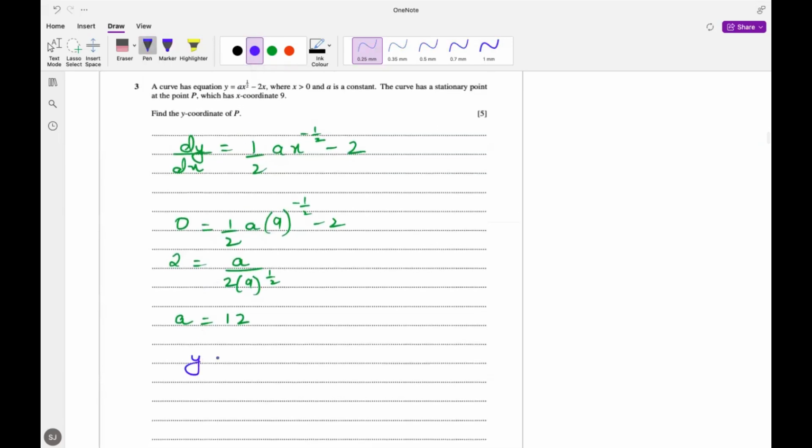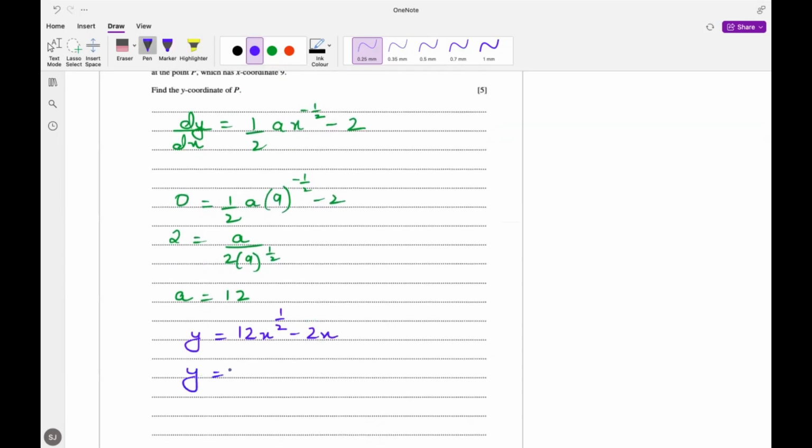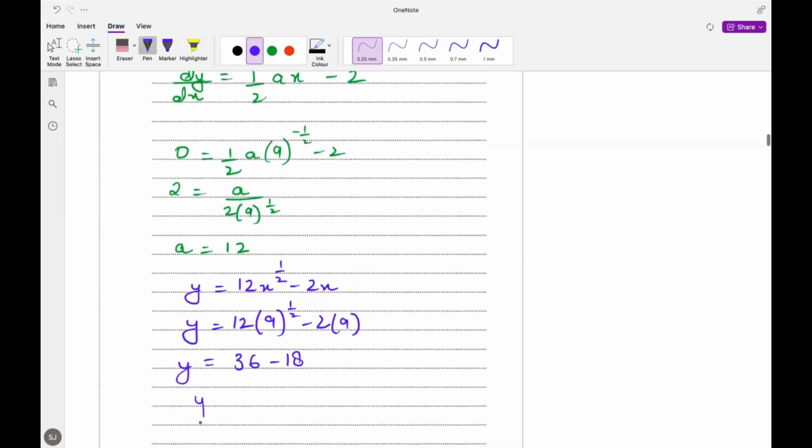We can write the equation as y equals 12 x to the power 1 upon 2 minus 2x. Then the value of x was equal to 9. So to find the y coordinate, we'll write 12 into 9 to the power 1 upon 2 minus 2 into 9. So 12 into 9 to the power 1 upon 2, that is 12 times 3, which is 36, minus 18. So the y coordinate will be equal to 18.